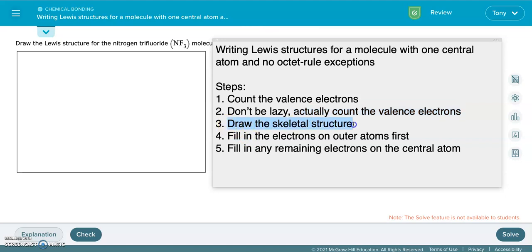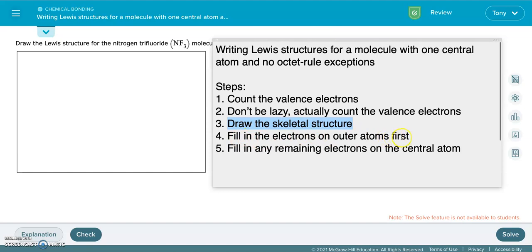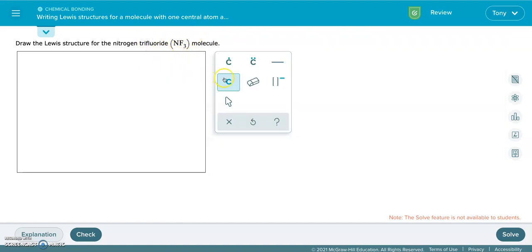Step 2 is to draw the skeletal structure. A lot of folks, again, will start at that step and then end up making a mistake. So if you do start there, always go back and double check your valence electrons. Then we're going to fill in the electrons in the outer atoms first. And then lastly, we're going to fill in any remaining electrons in the central atom, which actually would be relevant for this nitrogen trifluoride. So let's go ahead and jump into it.